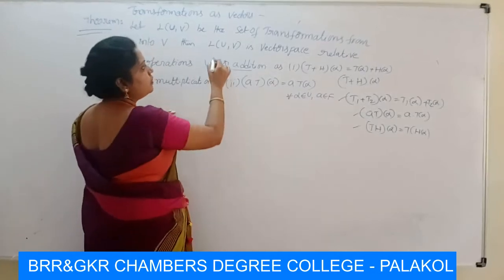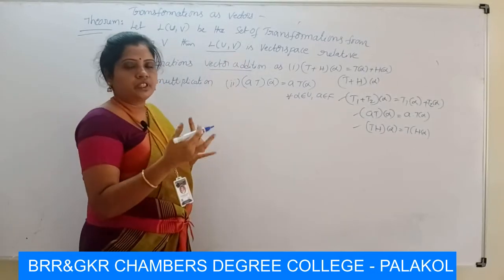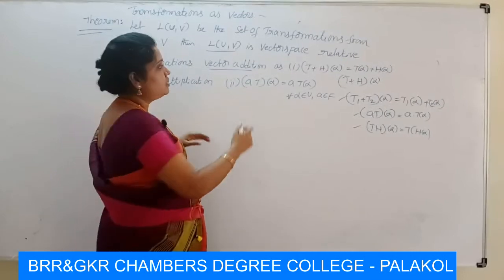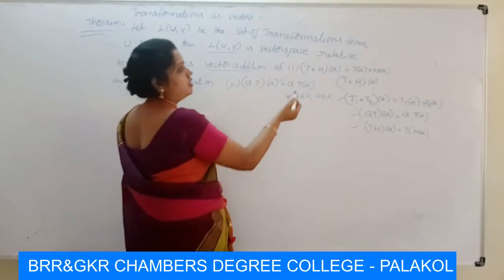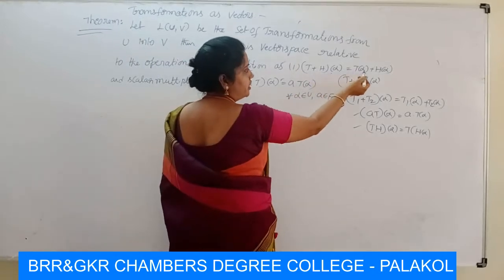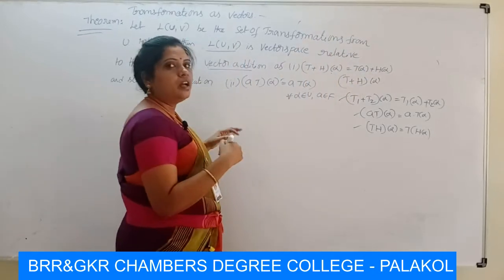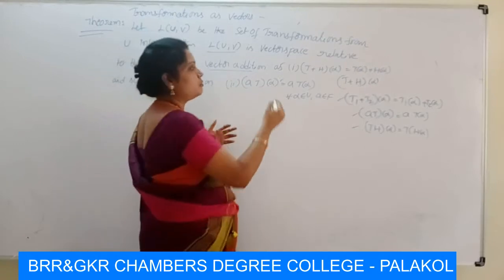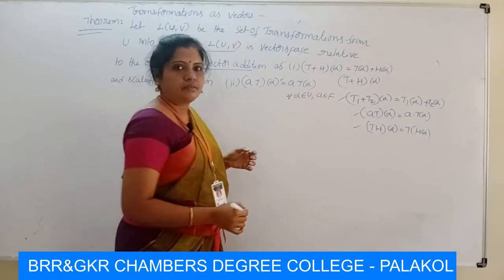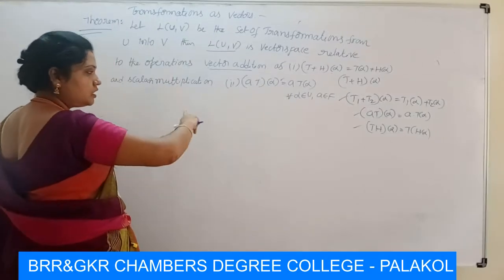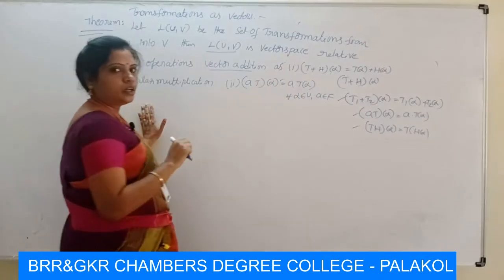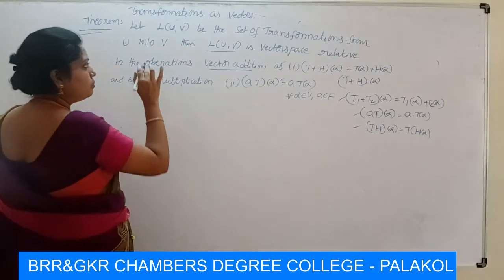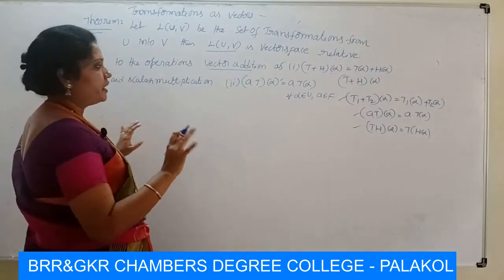So we have to prove L of UV is a vector space with respect to the operations. These two, the sum of the transformations, defined as T of alpha plus H of alpha, and scalar multiplication with the transformation, defined as a into T of alpha. Here this is the internal composition and this is the external composition. So we have to prove L of UV is a vector space.